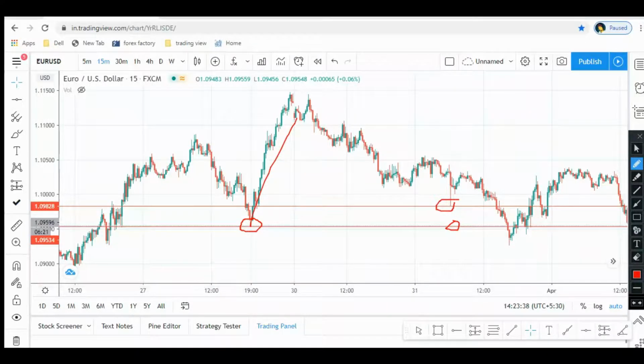Then after that, price again tried to reach this place. It tried to break out, it broke the price, but unfortunately price broke back and took a support zone, and boom, see, price went up. This is how the support and resistance line properly works.